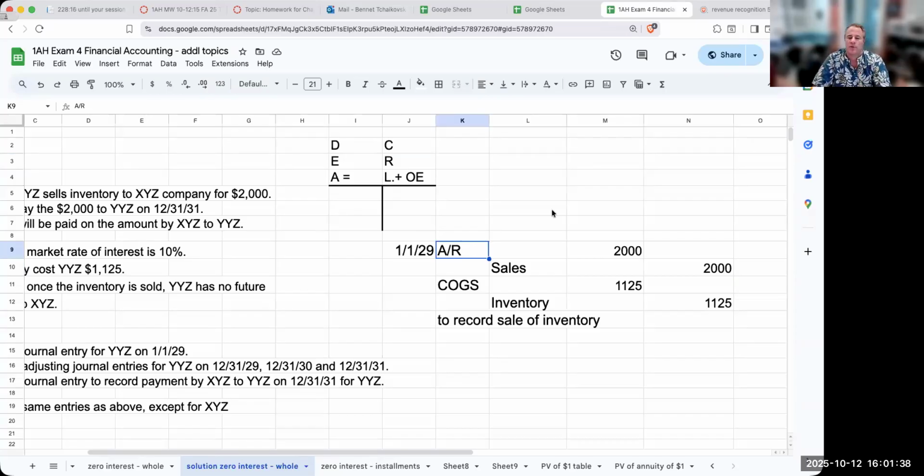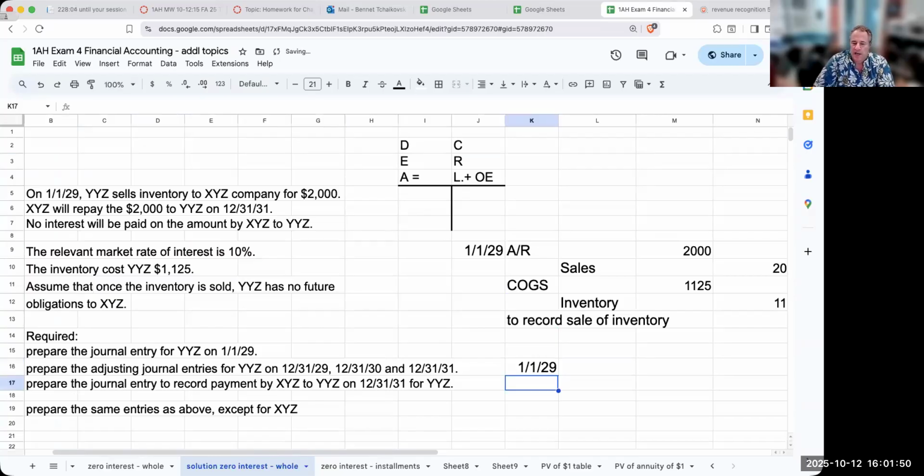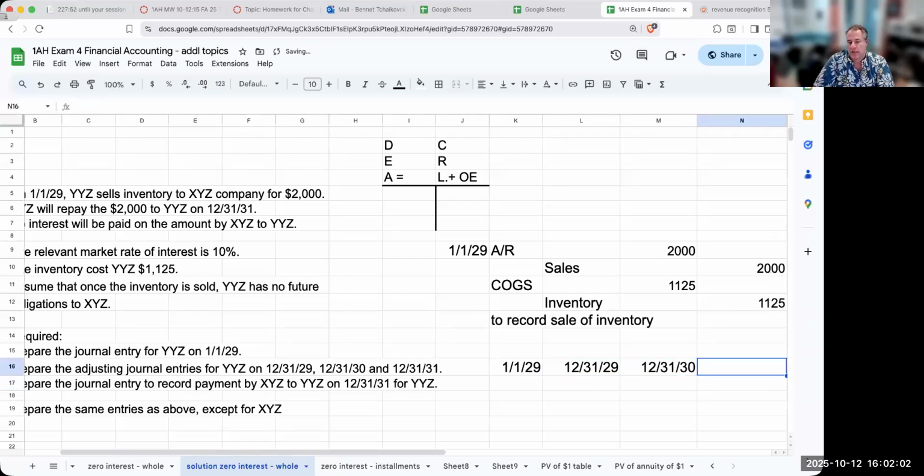Now, the problem with this is, is this really $2,000? What I mean by that is, I'm here at 1/1/29, and then we've got the passage of time right over here. So this is 12/31/29, 12/31/30, and then 12/31/31.